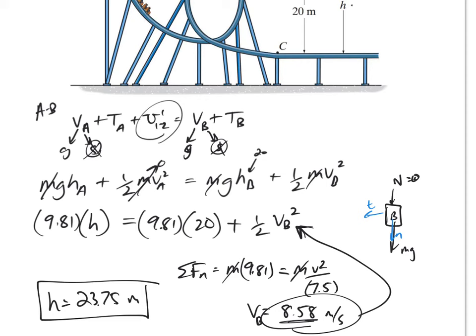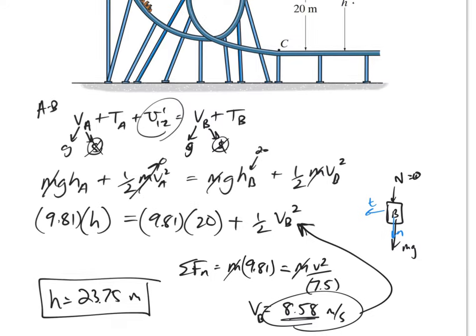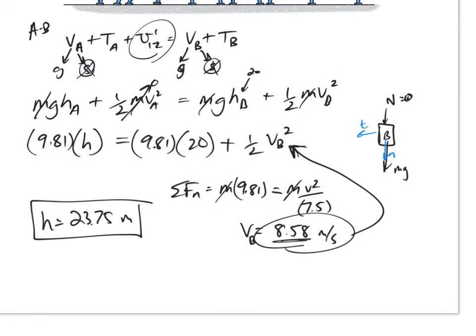So I'm going to use conservation of energy. I could do it from A to C, I could do it from B to C, I can do it for whichever I want to. I'm going to do it from A to C. So from A to C, I'm going to use conservation of energy. VA, TA, don't have any work, is equal to VC, TC.